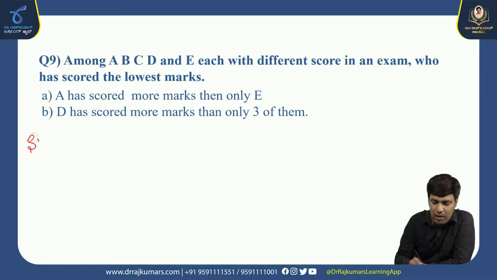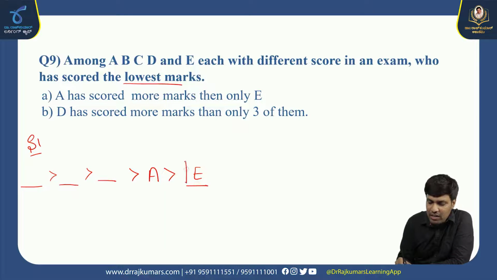From statement 1, we have A has scored more marks than only E. A has scored more marks than only E, but he is the lowest scorer among the other 3. From the data we got that E is the lowest scorer. So we got the answer for the above question from statement 1.